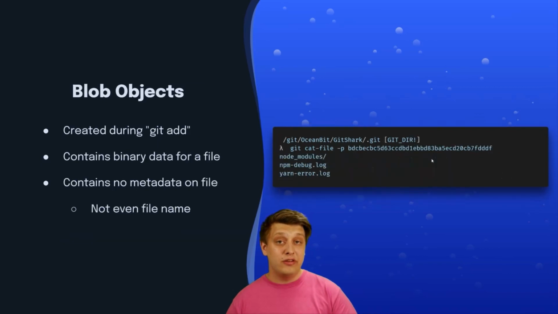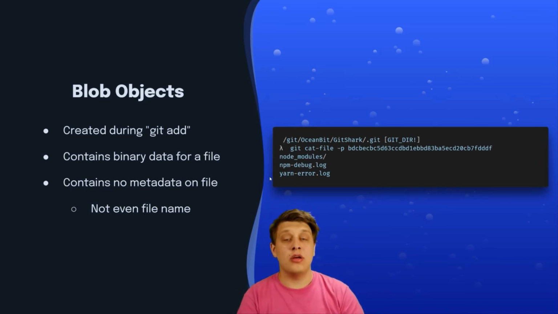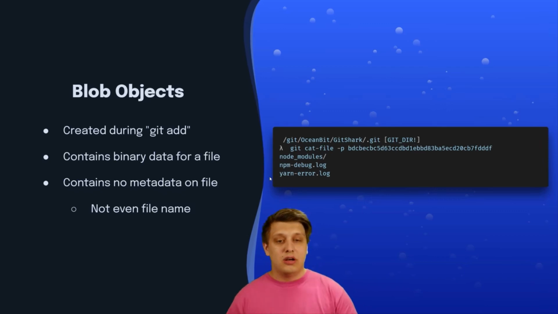So speaking of, that's where blob objects come into play. Blob objects are created actually during the git add command, which is when you're staging the files. It goes ahead and creates the blob object. And while it contains the binary data, for example, this file used to be a gitignore file, it does not contain any metadata about the file. This includes otherwise commonplace metadata such as the blob's original file name. So in order to get a blob's name, we would need to go reference the tree where the blob is referenced, and that tree is then, of course, contained within a commit object. So there's a hierarchical relationship between these different objects.